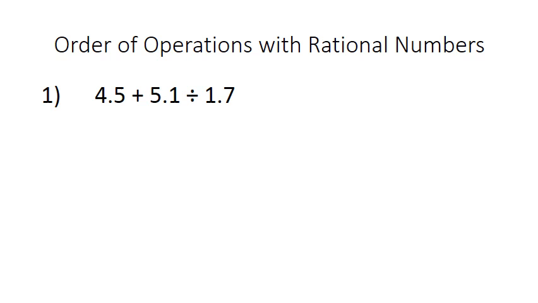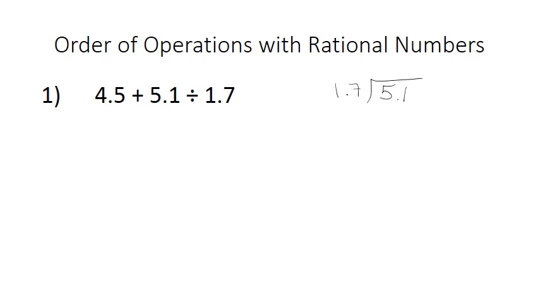This first one here is working with decimals. All right, remember we're going from the most powerful operation to the least powerful operation. So in this expression here, we need to figure out what our most powerful operation will be. Is it going to be addition or division? Hopefully you'll see that it's division. It's more powerful than addition. So I'm going to divide 5 and 1/10 by 1 and 7/10.